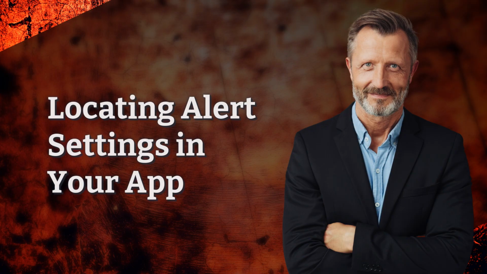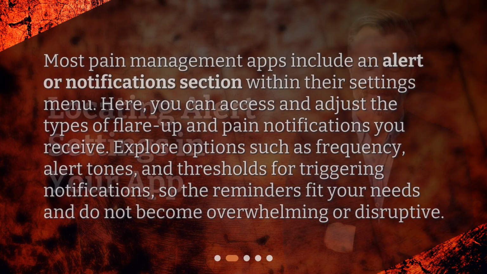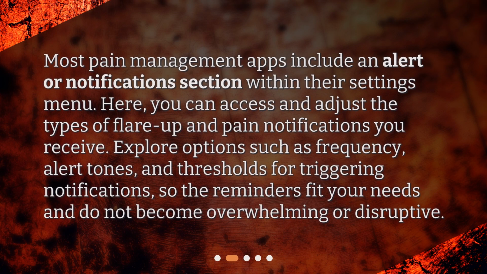Locating alert settings in your app. Most pain management apps include an alert or notifications section within their settings menu. Here, you can access and adjust the types of flare-up and pain notifications you receive. Explore options such as frequency, alert tones, and thresholds for triggering notifications, so the reminders fit your needs and do not become overwhelming or disruptive.